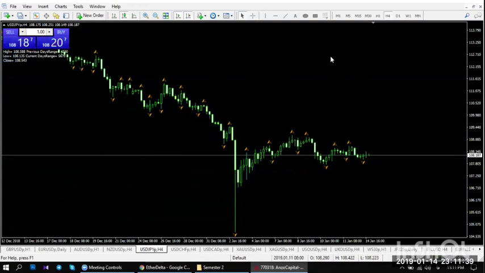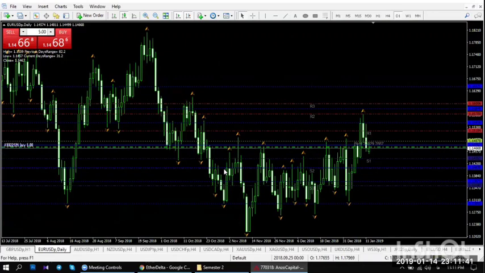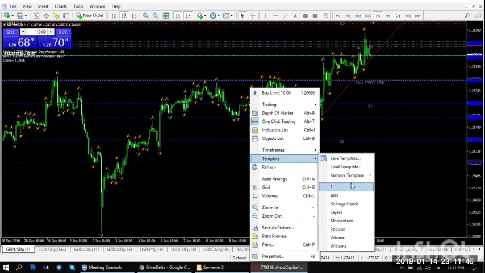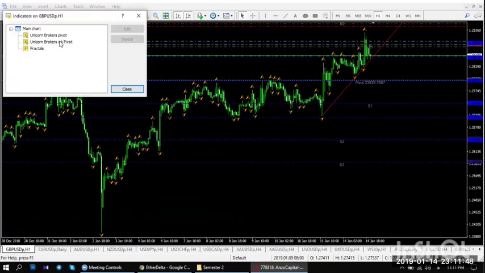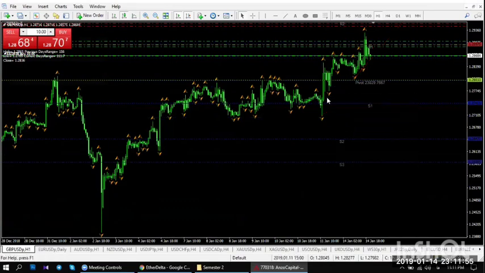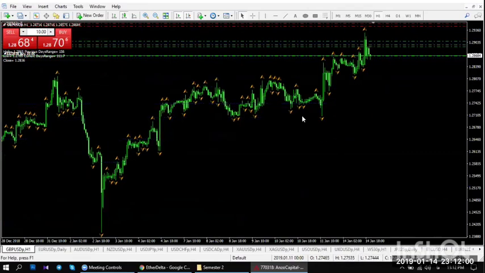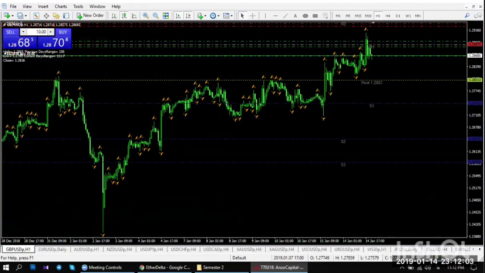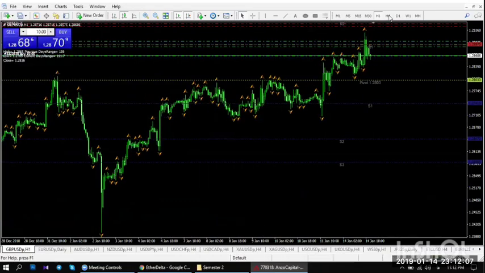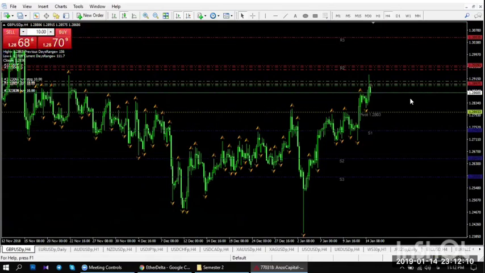But about the pivots. You see, the tools that I've taught you, one of them is pivots and one of them is magic pivot. What is the difference between them? Pivots are resistances in your daily charts.